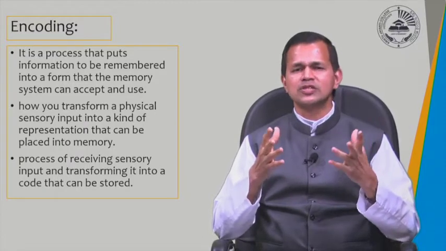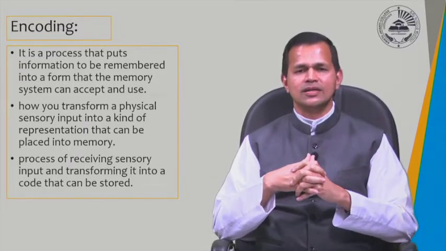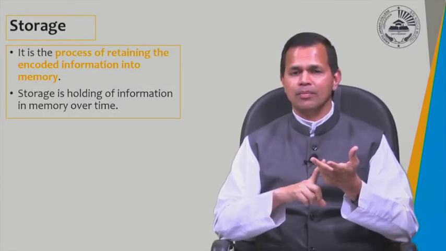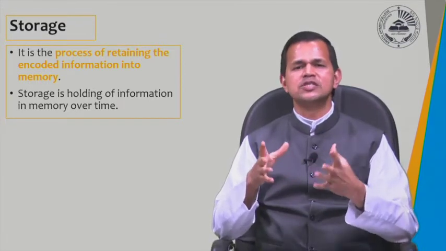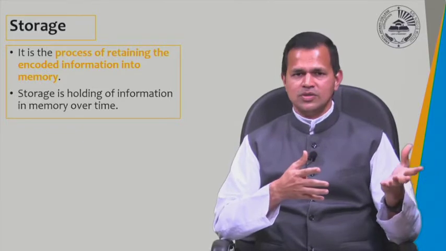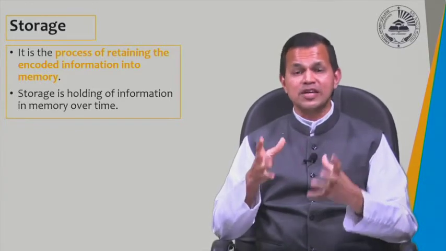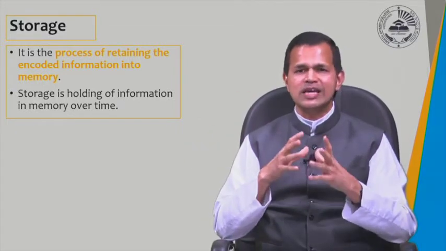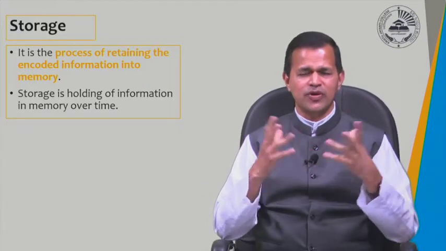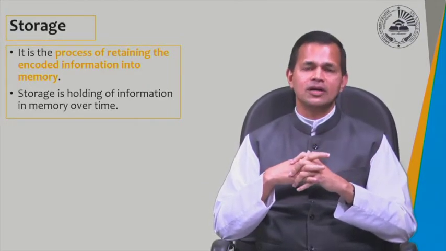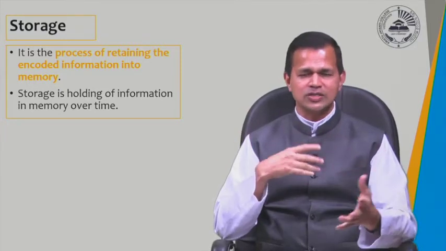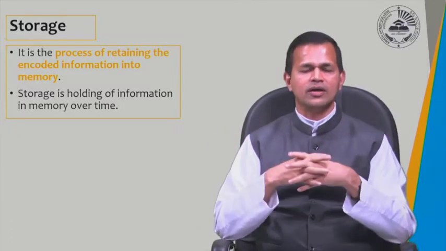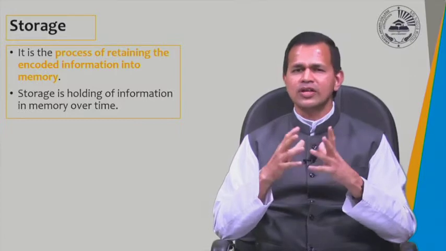The second process is called storage. We know that in the computer, there is something called the ROM and the RAM. So storage is very essential to whatever has been encoded. The storage of memory is the process of retaining whatever you have encoded, which is to be placed somewhere. So this is a process of retaining the encoded information in the memory. It is called storage. Very simple thing. It is holding the information in memory over time. We will understand which are the types of this storage in a few minutes.